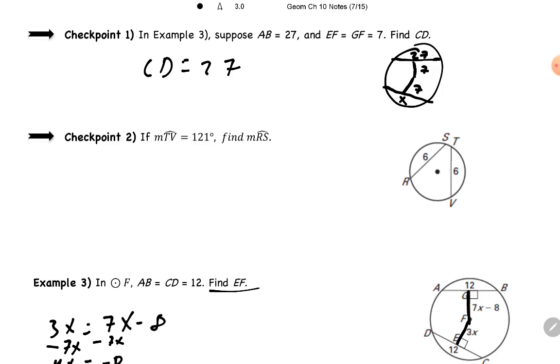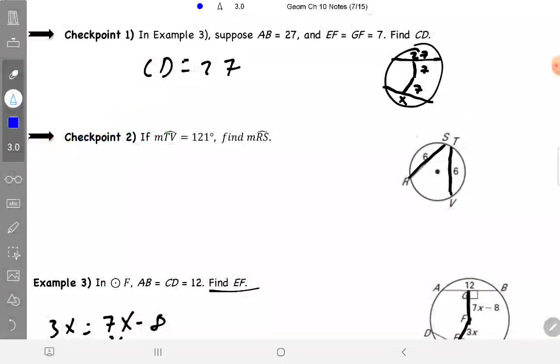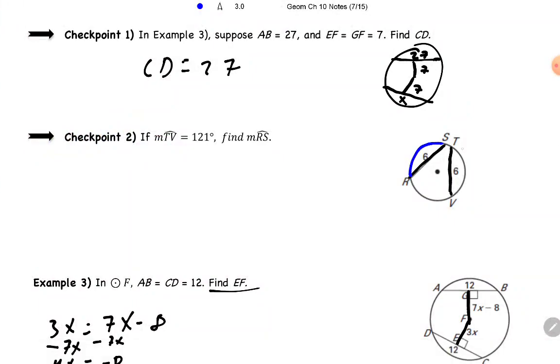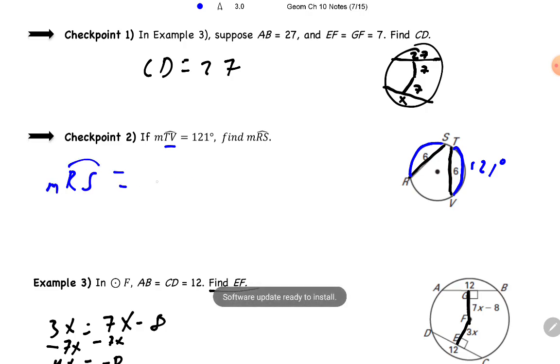Checkpoint 2. We have 2 chords that are congruent. They have the same distance. That means their arcs are also the same. So arc RS should be the same as arc TV, and they tell us that TV is 121. That means the measure of arc RS is also 121 degrees.